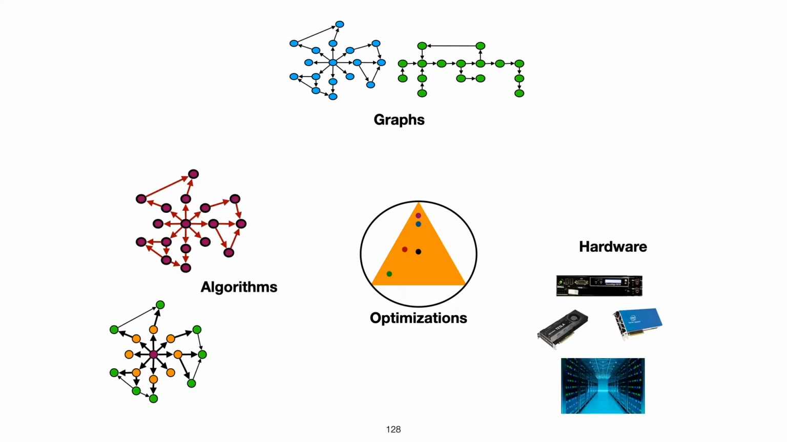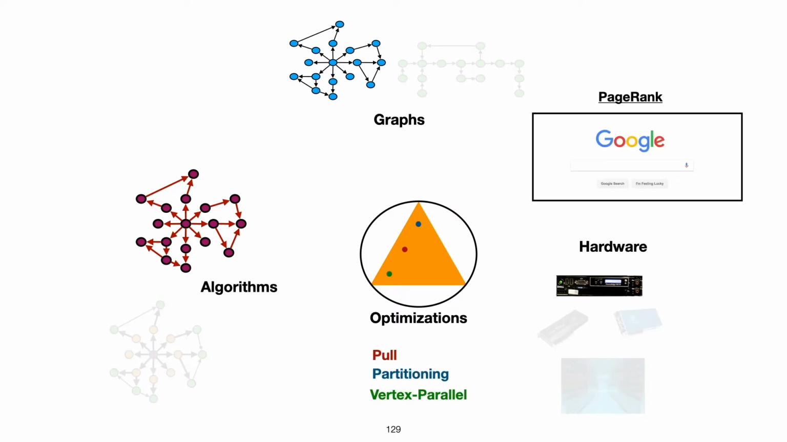So let me give you a couple of examples. If you look at something like PageRank, you are basically working on a power law degree graph, something like a web graph, and you're running a topology driven algorithm on this in probably large hardware, something like a cloud hardware system. And for that, the best thing might be a pull algorithm by partitioning and doing vertex parallelism.